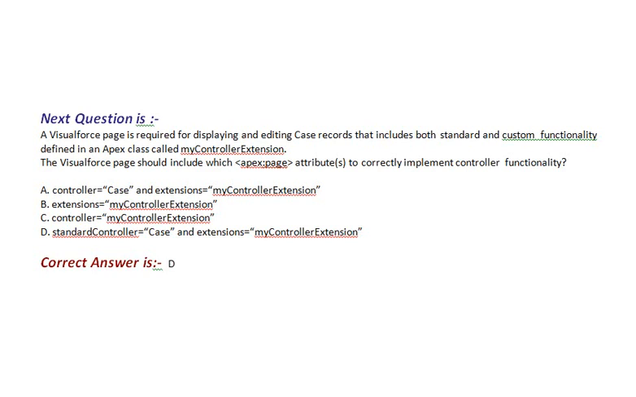Option A, controller equals case and extensions equals myControllerExtension. Option B, extensions equals myControllerExtension. Option C, controller equals myControllerExtension. And option D, standardController equals case and extensions equals myControllerExtension. The correct answer is option D.